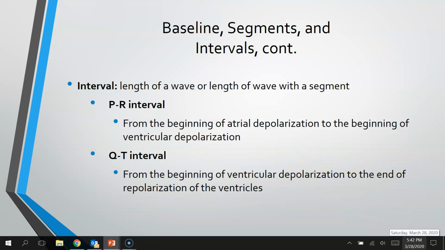Intervals, again, are the length of a wave with a segment. So the PR interval is actually going to be from the beginning of atrial depolarization to the beginning of ventricular depolarization. And the QT interval is going to start at the beginning of the ventricular depolarization, and it goes to the end of the repolarization of the ventricles.